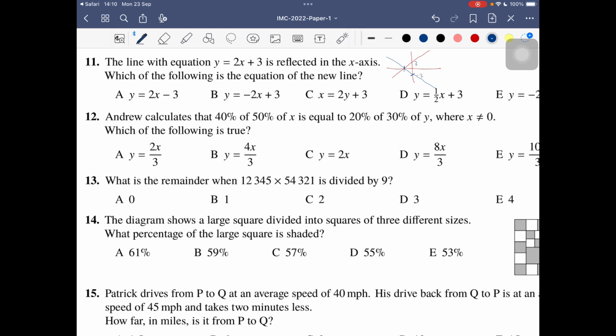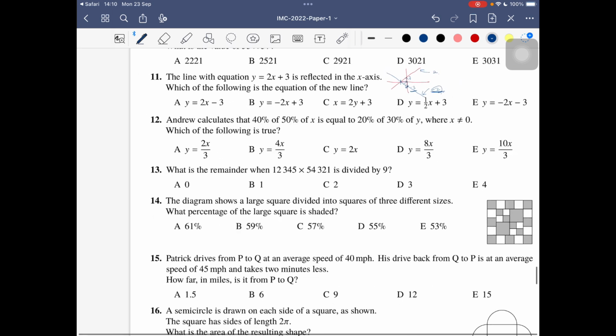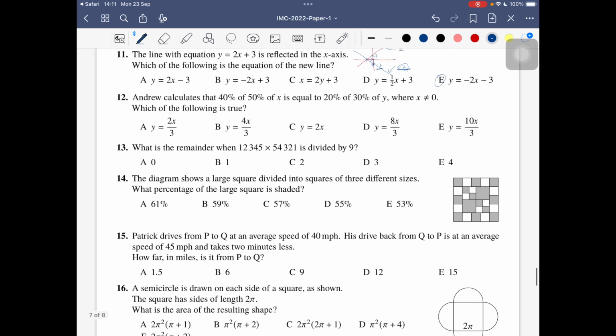We can see the ratio of rise over run. Here the run is the same, the rise amount is the same, but opposite. So this has slope 2, and this has slope negative 2. So we can tell it has opposite slope and opposite y-intercept. So this is the one.